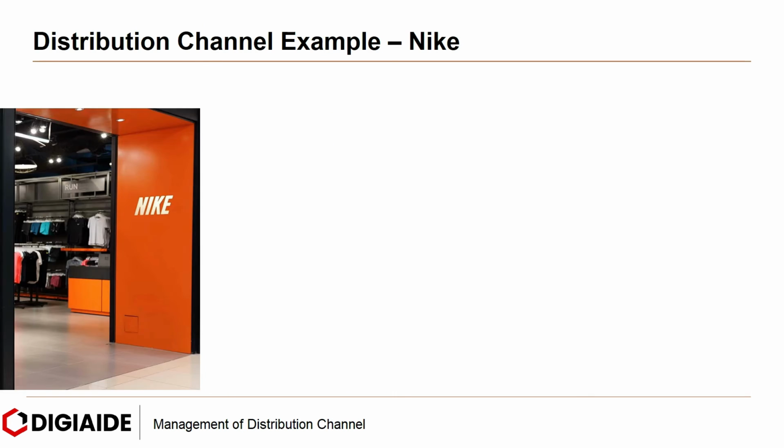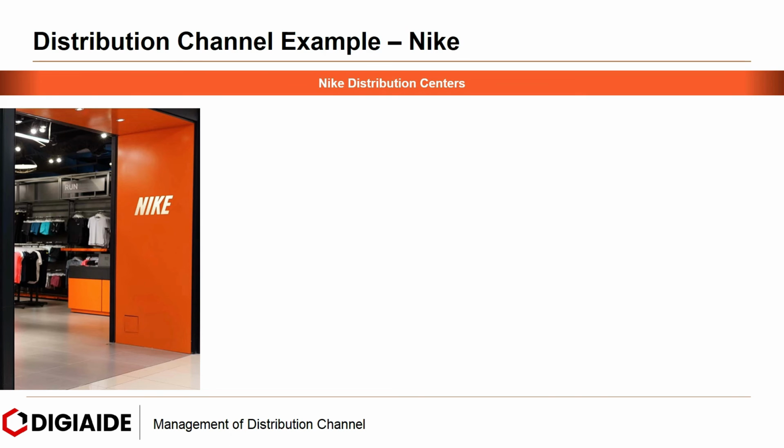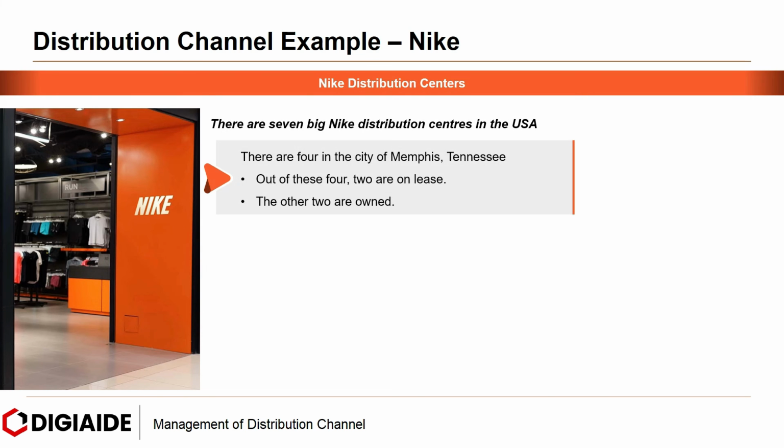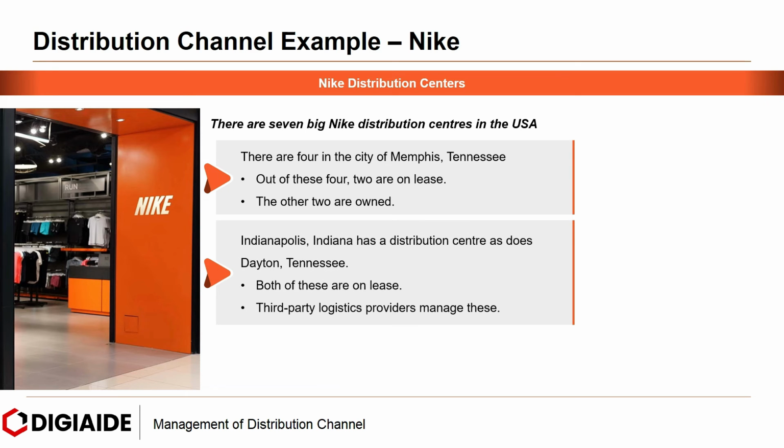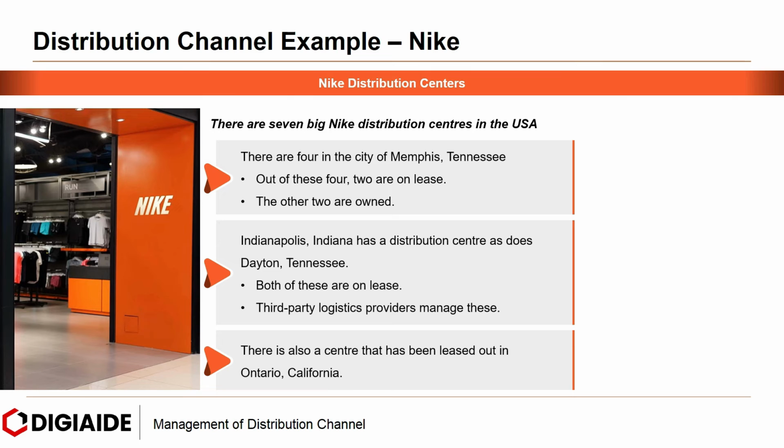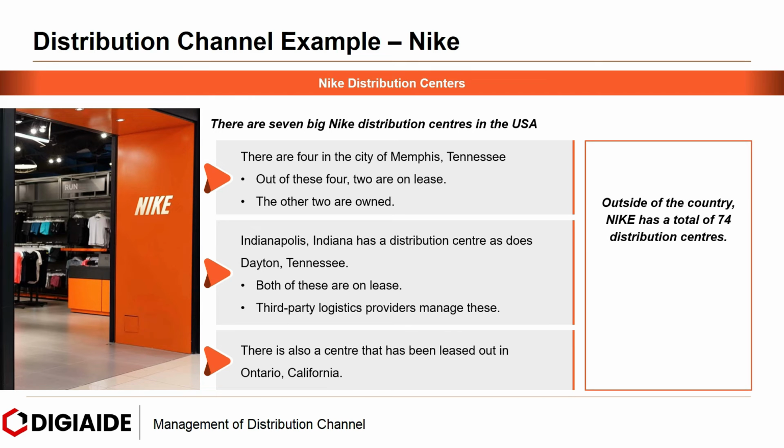Nike's distribution centers. There are 7 big Nike distribution centers in the US. The 4 are in the city of Memphis, Tennessee. Out of these 4, 2 are on lease, the other 2 are owned. Indianapolis, Indiana has a distribution center, as does Dayton, Tennessee. Both of these are on lease, and third-party logistic providers manage these. There is also one center that has been leased out in Ontario, California. Outside of the country, Nike has a total of 74 distribution centers. Some of these have been leased to third-party logistic providers who manage them.